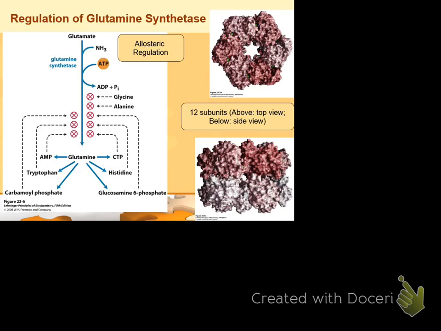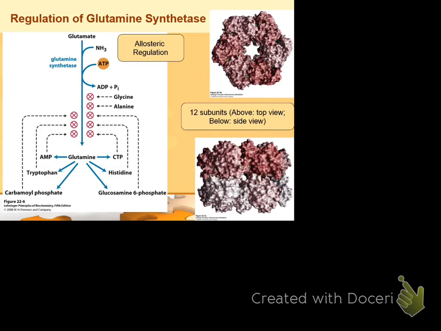And so, if you have a lot of that, then that means you do not need to be putting in more nitrogen. You're trying to get rid of it. Okay, so now glucosamine 6-phosphate is something that's new. It's a sugar derivative, but otherwise, all these should make sense.